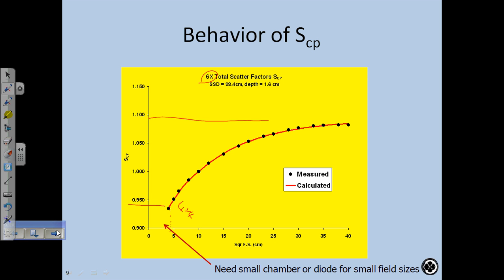So down here, for these field sizes, we need a smaller detector, number one, because if you're using a Farmer chamber, the PTW Farmer chamber that we talked about, the length of that chamber is pretty long. I believe it's about 2 cm in length or something. So if your field size is smaller than 2 cm, you're going to cut off the chamber.